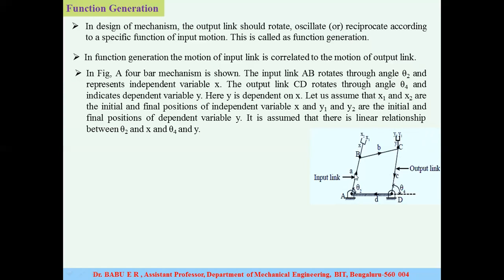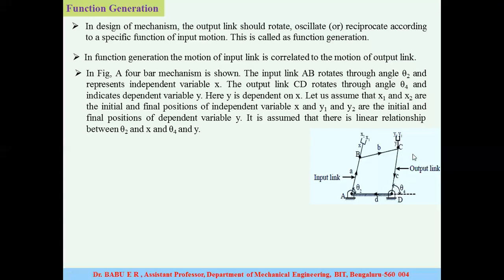Now let us assume that the input variable will have two positions, x1 and x2. Let x1 and x2 be the initial and final positions of the independent variable x. Similarly, y1 and y2 are the initial and final positions of the dependent variable y. Here it is assumed that there is a linear relationship between theta 2 and x, and between theta 4 and y.